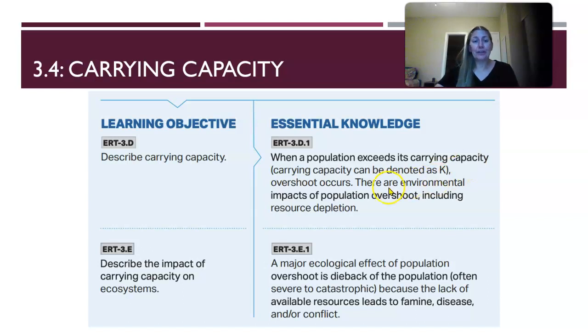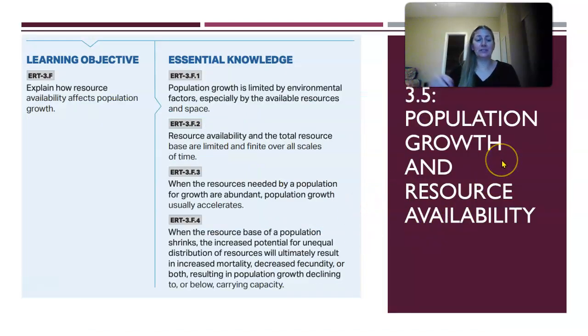Checking yourself here. And then your learning objectives and essential knowledge for 3.5. Can you explain how resource availability affects population growth? And then look at those essential knowledge statements. Can you explain them? Do you understand them? So on and so on. And as always, if you have any questions about anything, please ask me. And that's it for the first half of Unit 3.